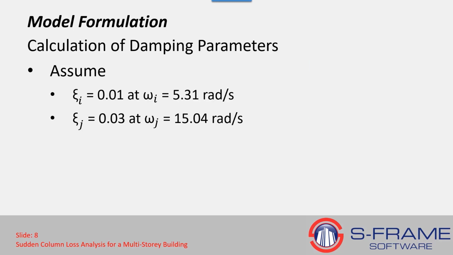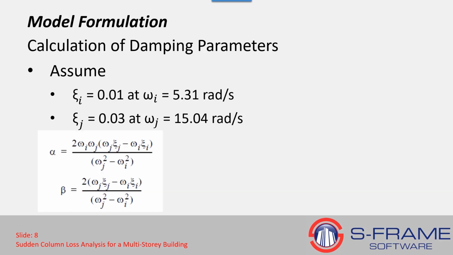With this information, we can then calculate the damping parameters. We're going to assume the following damping ratios: 0.01 at an angular frequency of 5.31 radians per second and 0.03 at a frequency of 15.04 radians per second. We're assuming these damping ratios are reasonable and typical values for this type of structure. From this, we can calculate the Rayleigh damping coefficients, alpha and beta, using these formulas, based on our vibration analysis results and assumed damping ratios.